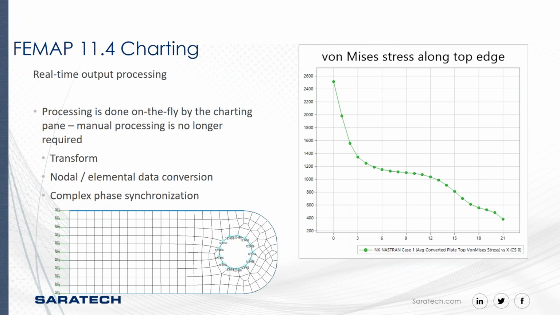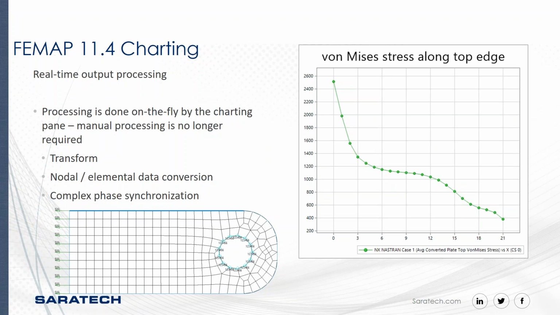All right. So with charting, you have the ability to do real-time output processing. Processing is done on the fly by the charting pane, and manual processing is no longer required. You're able to do transform, nodal elemental data conversion, which is what I'll show you, and complex phase synchronization, which I will also be demoing for you. So let's delve into this. I'll be showing you the nodal elemental data conversion and the real-time output processing.